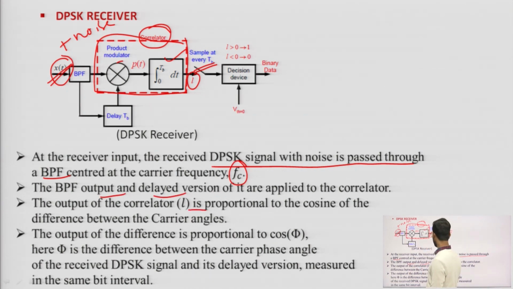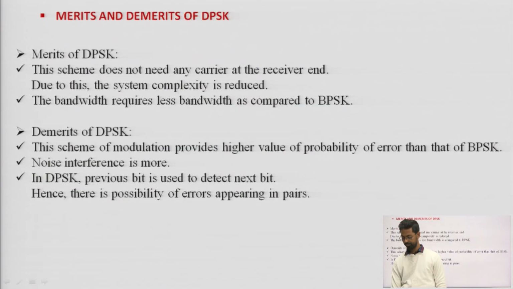The output of the correlator L is proportional to the cosine of the difference between the carrier phase angles. Okay, output is proportional to cos phi. Here phi is the difference between the carrier phase angle of the received DPSK signal and its delayed version, in the same bit interval.